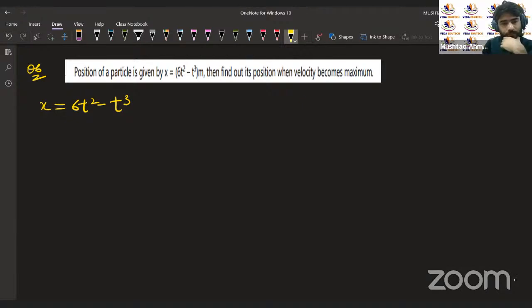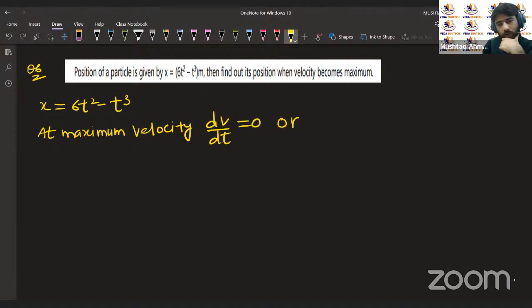So we can say that at maximum velocity, dv/dt is equal to zero, or acceleration is zero. What we'll be doing is finding the time at which the acceleration is zero, and then we'll substitute the value of time in the equation of x. We'll get to know the position of the particle when velocity becomes maximum.